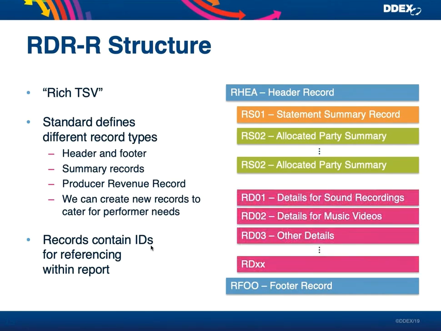And then you have individual details, either for sound recordings or for music videos or for other details that might then include blank tape levies, and those kind of issues, or revenues that have been generated from lawsuits that have materialized. All of those different things that need to be accounted for can be dealt with using the RDR-3 record. So the RDR summary records 1, 2 are the summary for the statement and the allocated party, and then the radar detail records 0, 1, 0, 2, 0, 3 are for sound recording, music videos, and other details. This is a fairly rich way of formatting the data for a flat file.